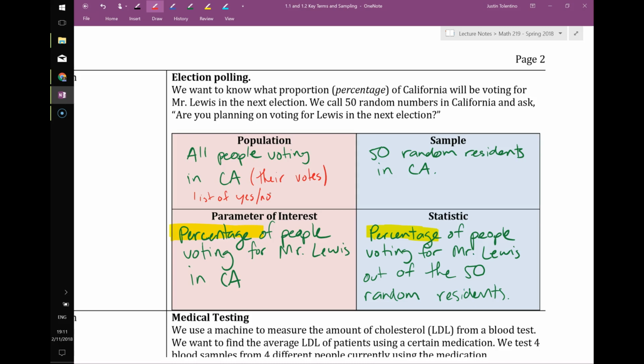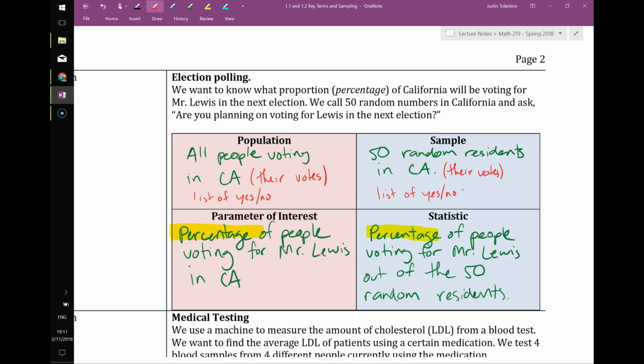Now, of course, we're not calling everyone. We're only getting 50 random residents in California. And so again, we're looking at their votes. Now, if we didn't say their votes and we just talked about the people, that's totally fine with me. But again, it's key to understand that what we have is actually their list of yeses and nos. And because it's only 50 random residents that we're actually calling, this is not everyone we're interested in, but only these 50, we call that a sample. So again, it's only some people, so it's a sample.